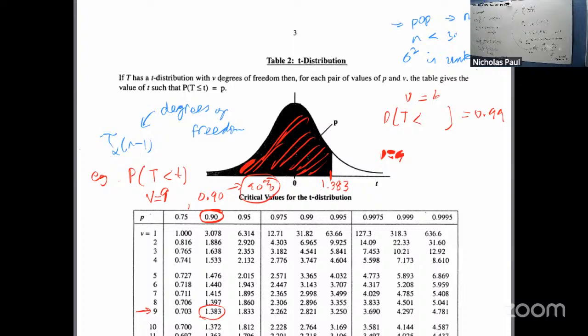So you should have 0.99, 3.143. Okay? Nice.